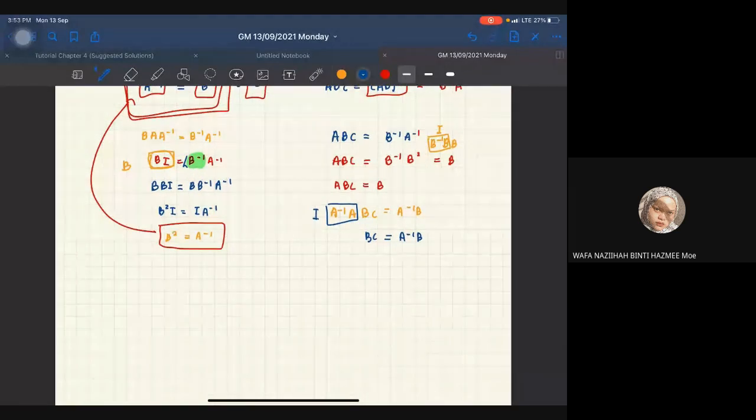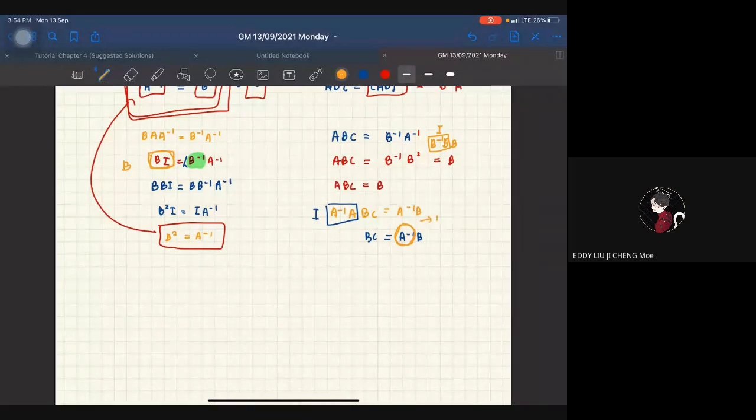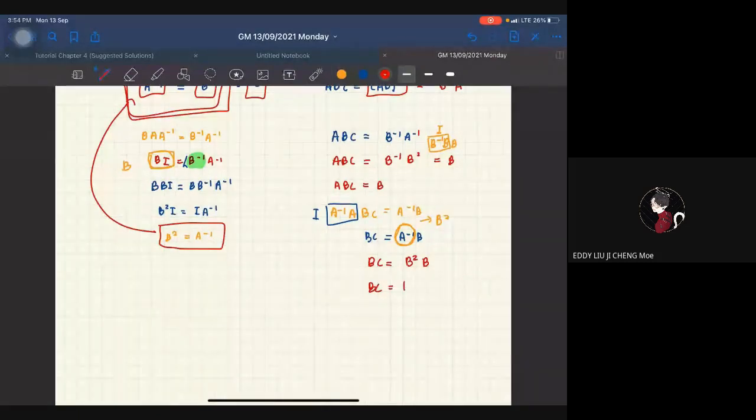Boleh tak saya nak ganti lagi sekali A inverse ni? Can I sub again? A inverse equals to B squared? Can, okay. So we have BC equals to B squared times... Okay, just go ahead, kita try dulu. Alright, so kita akan dapat BC equals to B cube.